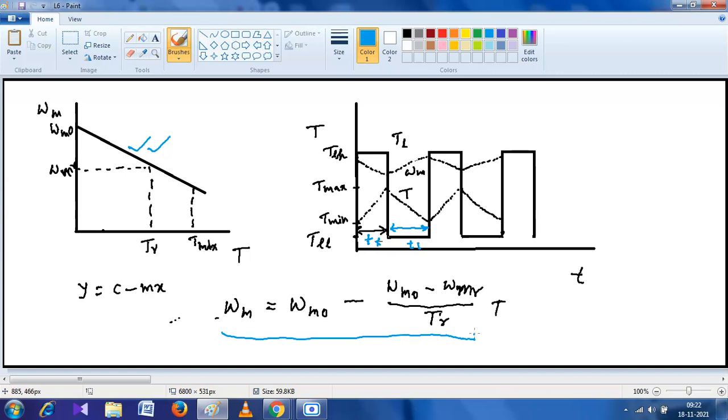Sir, please explain again the omega m0 minus omega mr upon Tr into T part. Okay. The nature of the line is like y is equal to c minus mx. So here the value of c is omega m0. What is the m? What is the name of m?